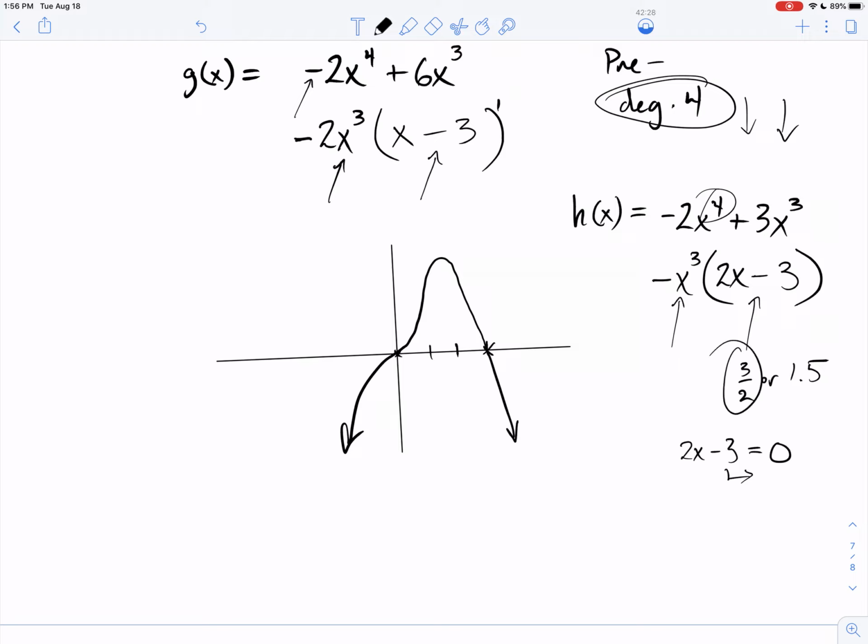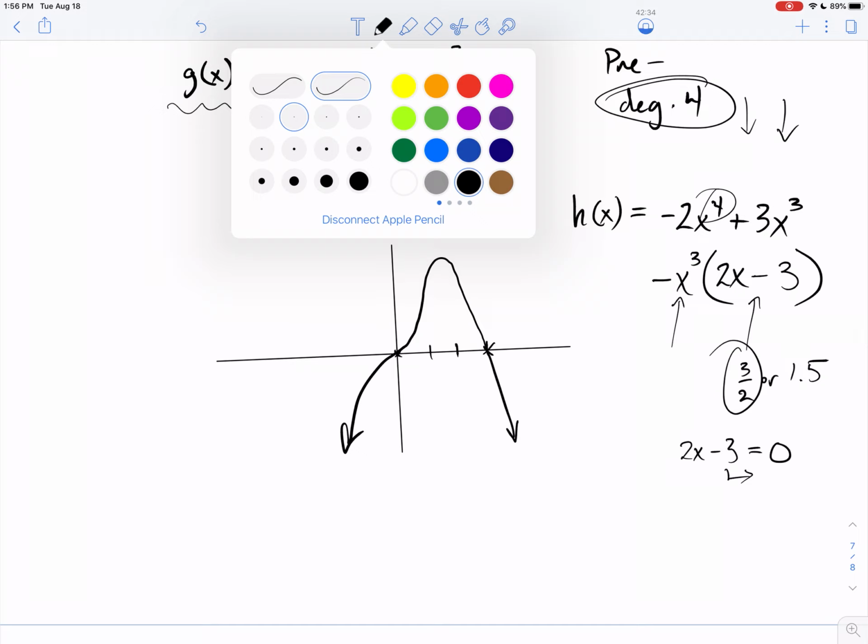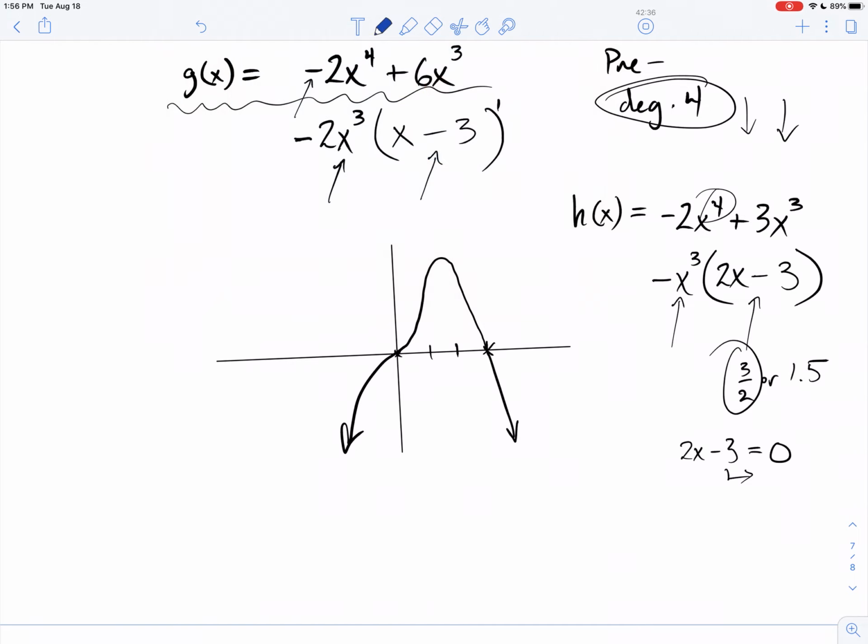So the only difference between my last example, g of x, and my new example, h of x, is this. It would have still done this, but it would have gone through at 1.5. Boom. That would have been where it crosses the x-axis. It would have still been a straight through. Okay. Sketching some polynomials. Good, big fun for us.